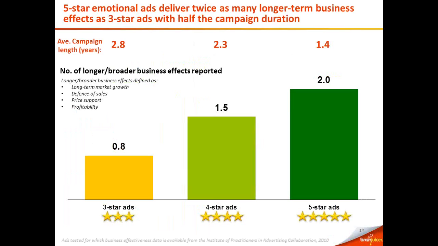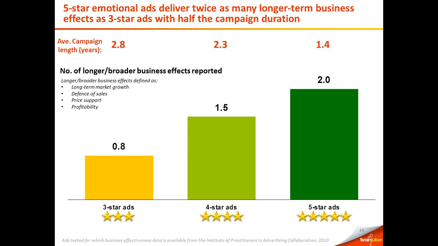So, looking again, we took ads that were 5 stars versus 3 stars from the IPA database, and we typically saw those ads were also much, much more efficient. So what we're looking at here is the number of long-term business effects reported by different ads that receive different star ratings according to our emotion into action score. And what you can see is that 5-star ads are more than twice as likely to deliver broader-based business effects in half the amount of time. So you get more bang for your buck in less time.